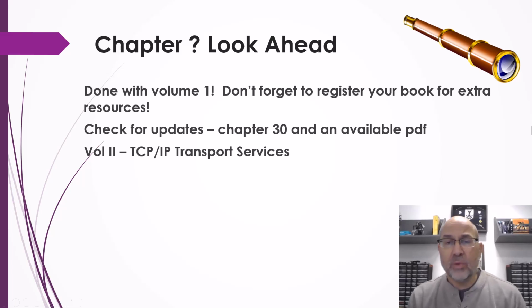All right, chapter what? Look ahead. Well, we're done with volume 1, which means we're going to start off chapter 1 in volume 2. Now, if you bought the books, don't forget to register your books for extra resources. I appreciate you watching the videos here, but you have other resources that you can use, so don't forget to use those. At the end of each one of the volumes, there should be an update chapter that tells you the changes, and you can even download a PDF. What we're going to do in volume 2, at least to start, is the TCP/IP transport services. So we're moving up to layer 4, and we're going to start with TCP and UDP.